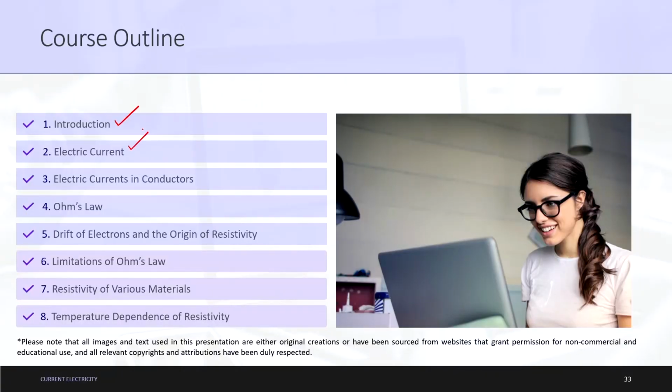The next concept is electric current, in which we understood the mathematical formulation of electric current, which is equal to small q by t, and in the infinitesimal method, the limit delta t tending to 0 of del q upon del t.